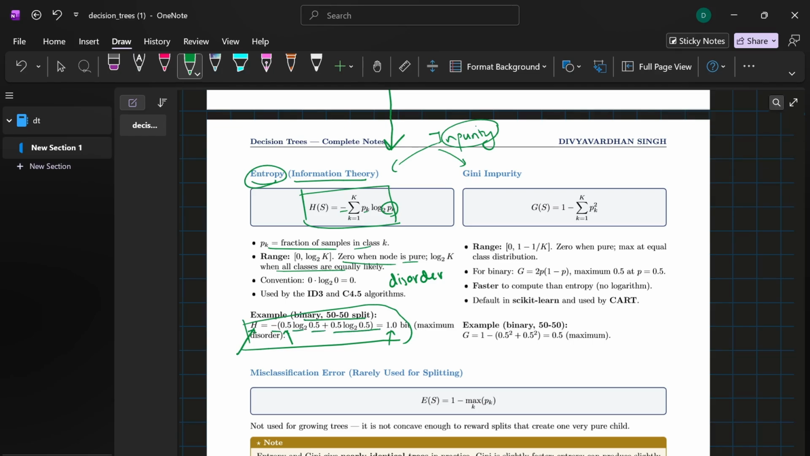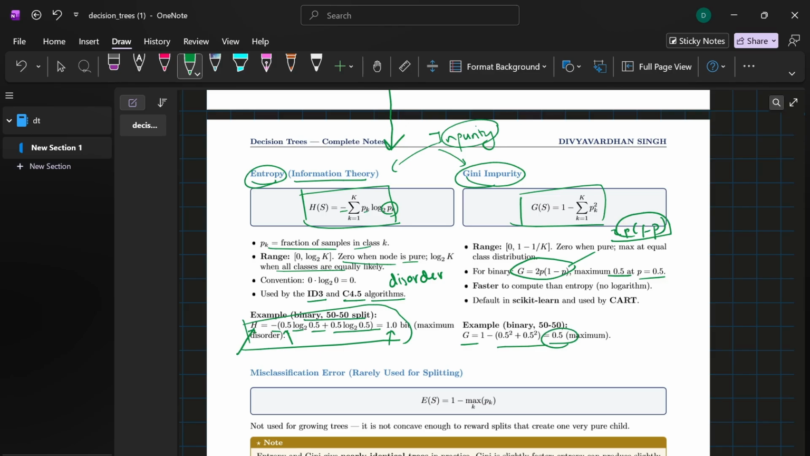That is the maximum disorder. Entropy is used by the ID3 and the C4.5 algorithms. Second one, we get the Gini impurity. The formula is G(S) equals 1 minus the summation of all squares of pk. For a binary problem, this simplifies to 2p into (1 minus p), with the maximum of 0.5 at a 50-50% split. Taking the same example, we get the Gini value as 0.5.